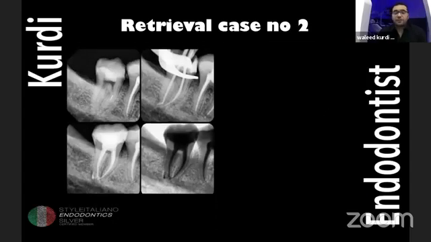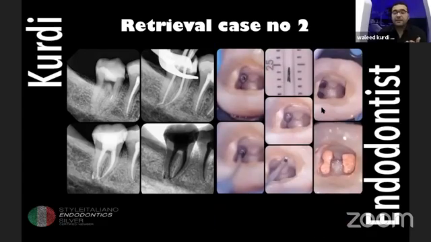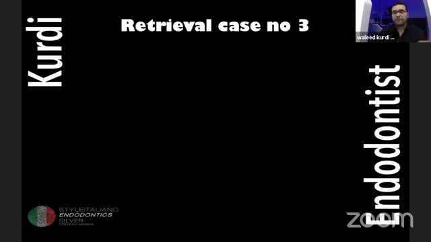Retrieval case number 2: you can see here a broken file before the curve, very simple, very easy, but look at the obturation X-ray, it's very, very conservative. You can see the amount of access to the broken file, and then the shaping after that was very conservative. If I want to talk about the staging platform, I always use Gates-Glidden number 1, 2, maximum 3.